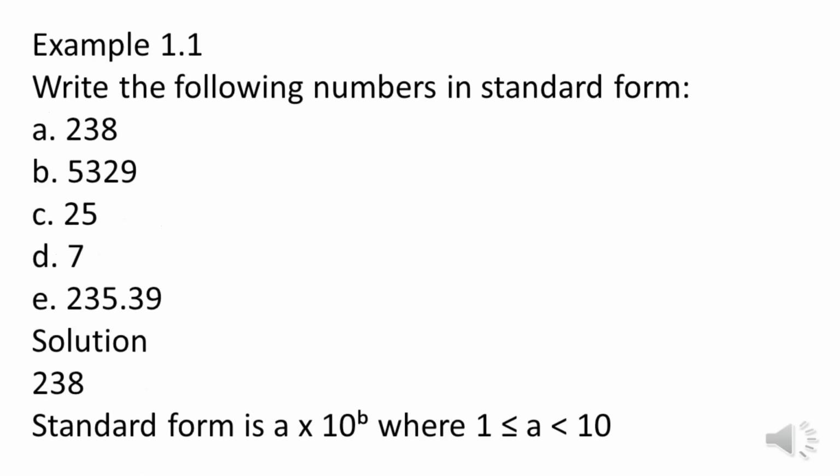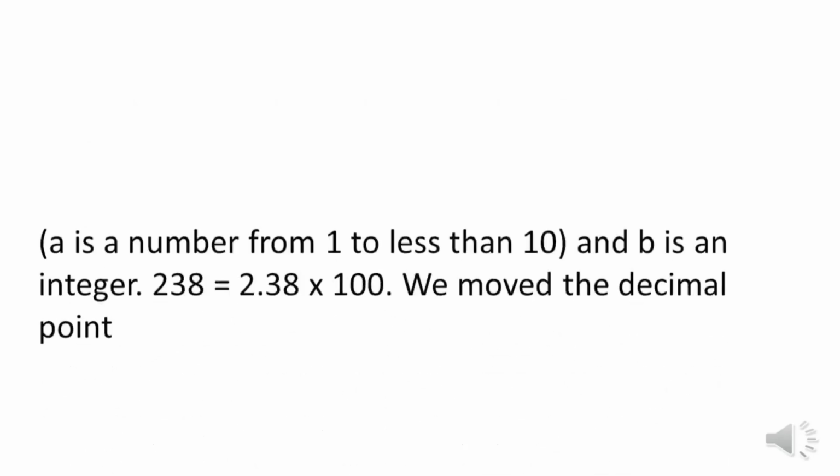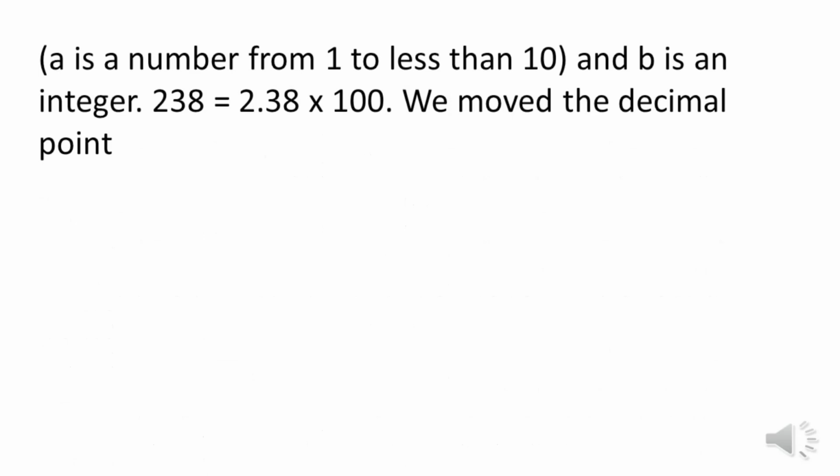Example 1.1. Write the following numbers in standard form. A. 238. B. 5329. C. 25. D. 7. E. 235.39. Solution. 238. Standard form is a times 10 raised to power b where a lies between 1 and 10. a is a number from 1 to less than 10, and b is an integer.